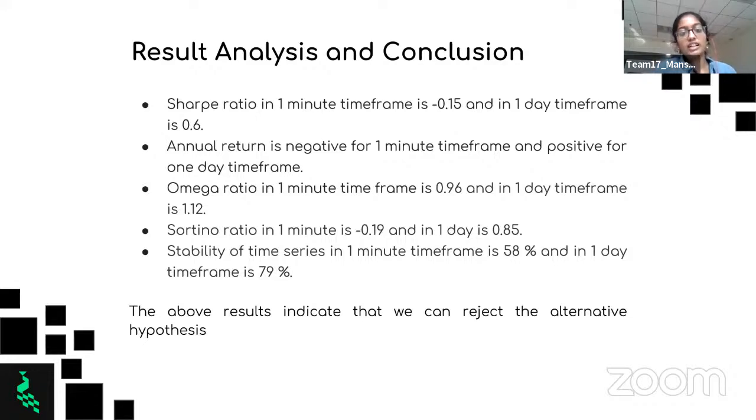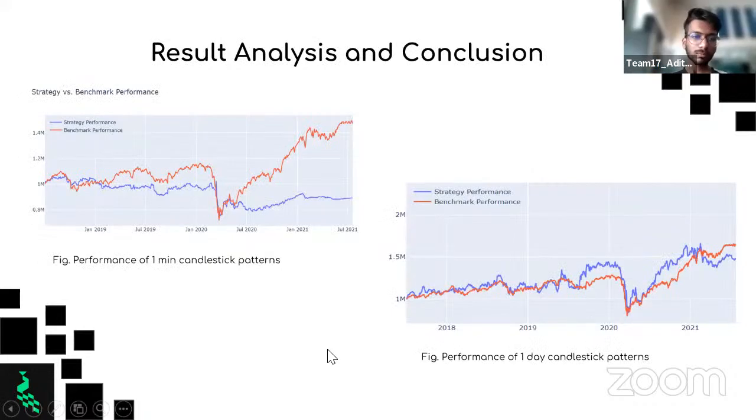A Sortino ratio is another variation of the Sharpe ratio, you can say, and it basically penalizes harmful volatility, so it takes that into account. And again, it being higher is an indicator of better performance. We found the Sortino ratio was also higher in the 1 day time interval as compared to when we ran it on the 1 minute time interval. The stability of the time series was also more in the 1 day time interval. And this indicates that we can reject the alternate hypothesis. So these were our results.